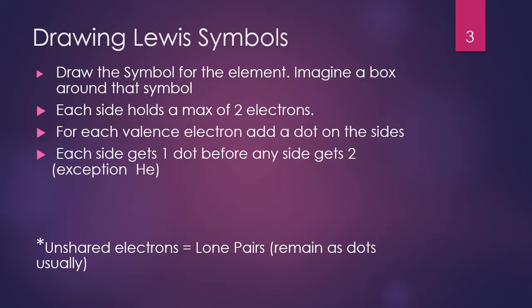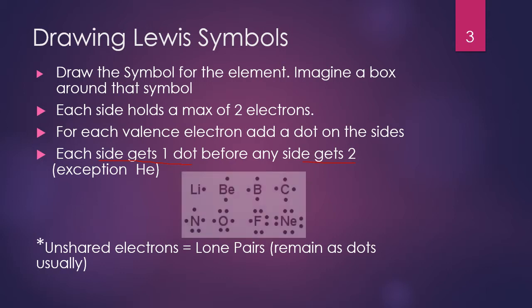To draw Lewis symbols, you first start with the symbol from the periodic table. Then you imagine a box around that symbol. Each side is going to hold a maximum of 2 electrons, much like an orbital. For each valence electron, you add a dot on the sides, making sure that each side only gets 1 dot before you start pairing. Only pair if you have to. Keep in mind that helium is the exception, because helium has 2 valence electrons and only has 1 s orbital.